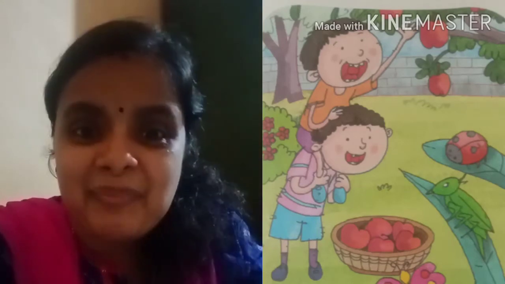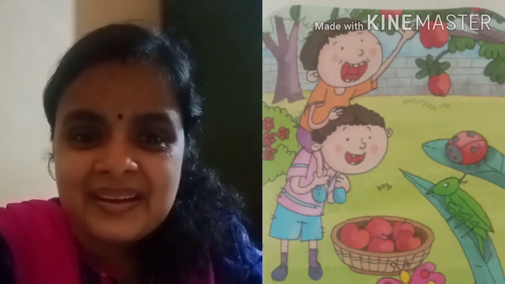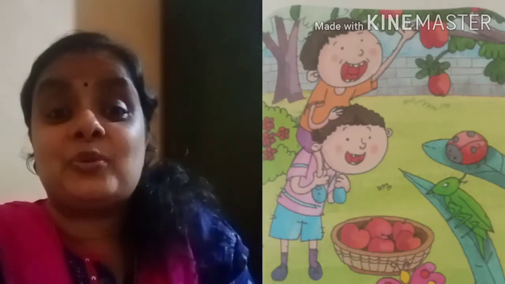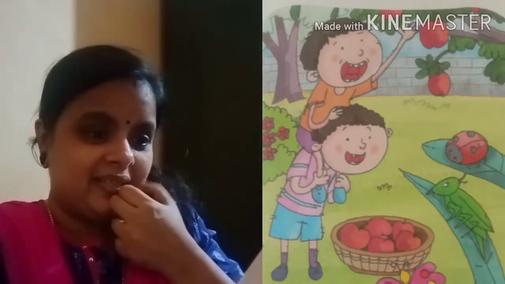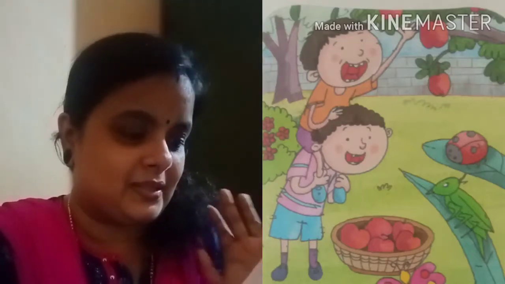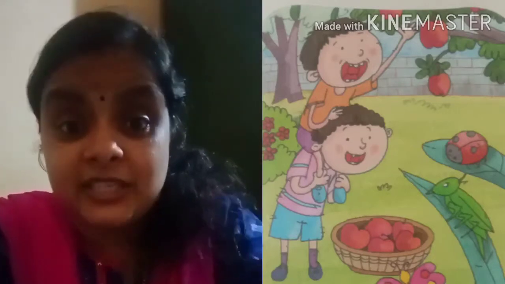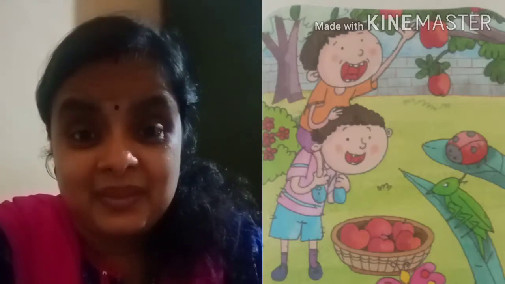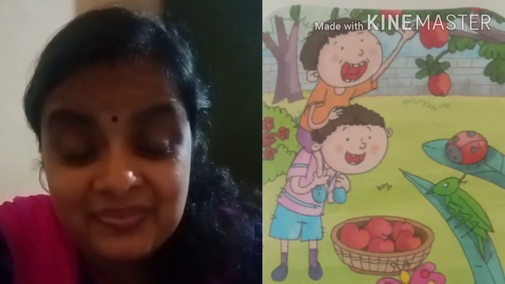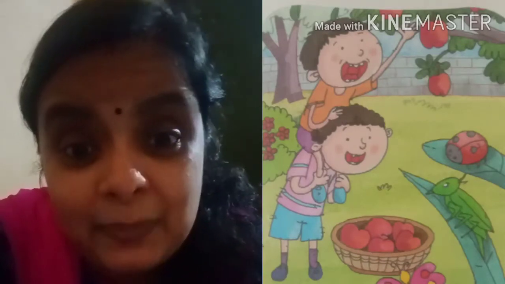Now where are Ram and Shyam? Ram has come to help Shyam, right? Yes, he is not drawing pictures now. What he is doing is coming to help Shyam. How is he helping Shyam? Tell me, how is he helping Shyam?